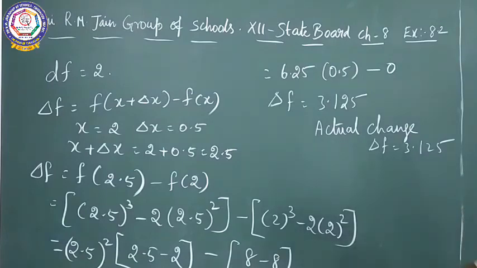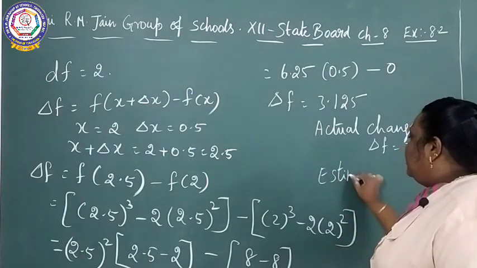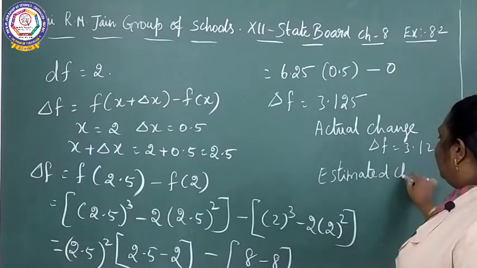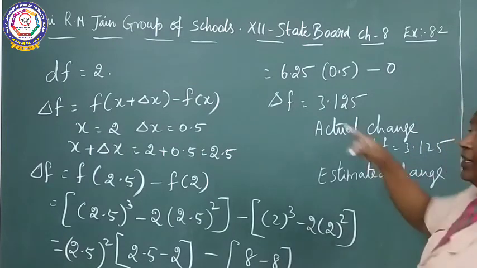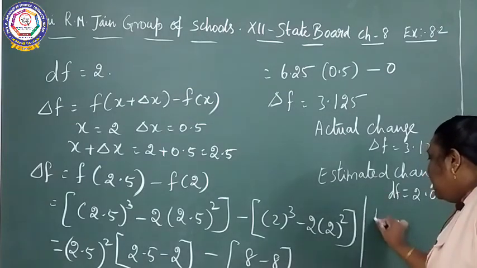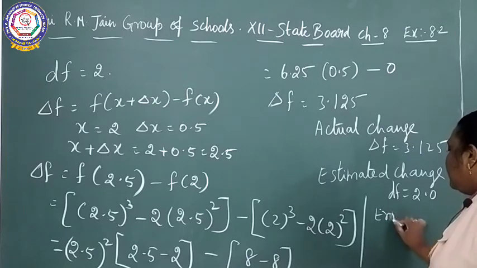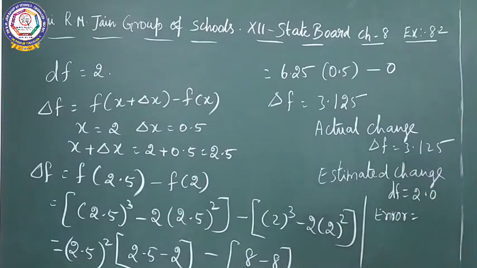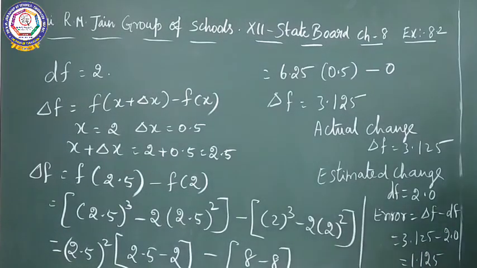Estimated change is nothing but df. df equal to 2.0. Error equal to delta f minus df. So it gives 3.125 minus 2.0. What is the error you are having? 1.125.